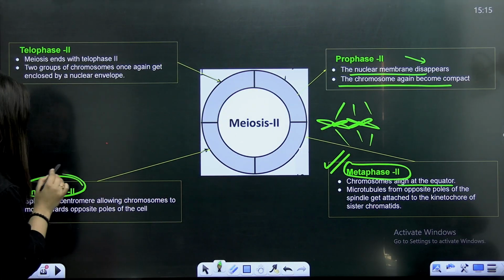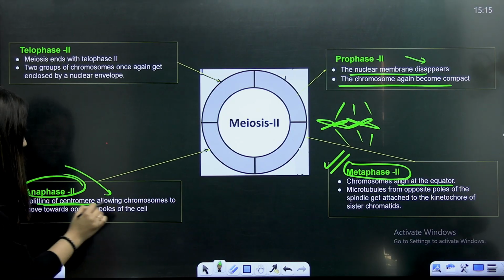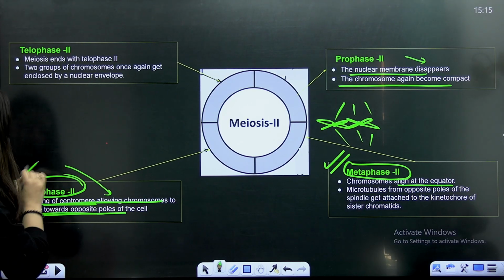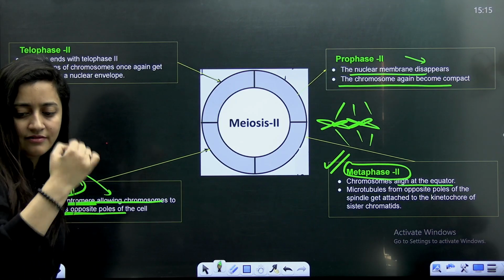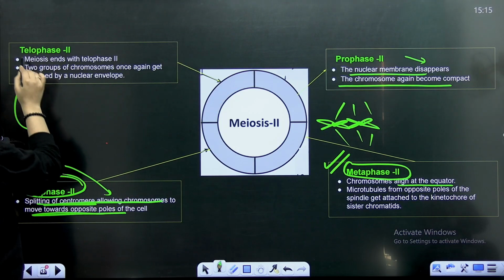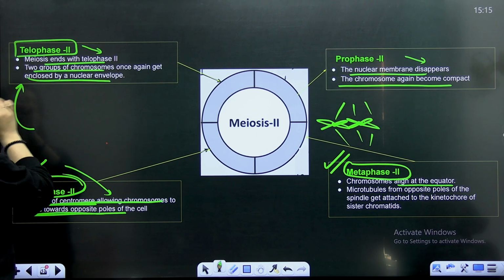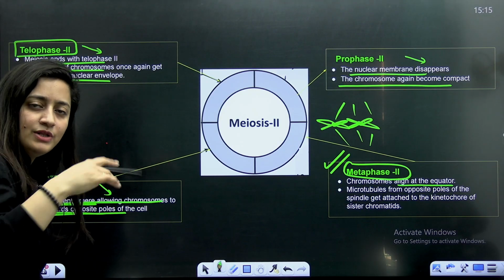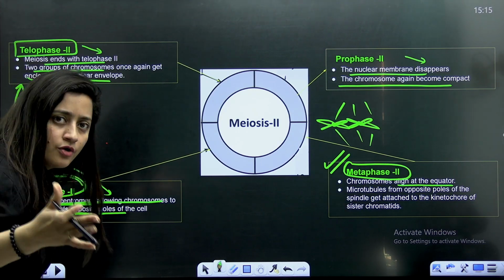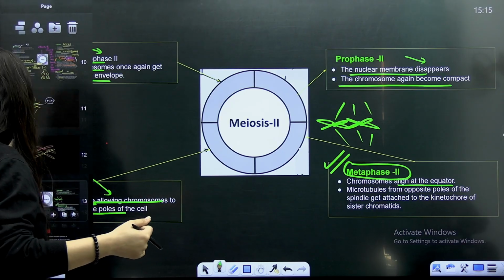In anaphase 2, just like mitosis, there is splitting of the centromere and the chromatids will separate. They will move to the opposite poles. And then there is telophase 2, where the chromosomes once again lose their identity. The nuclear envelope will form, and after that we will get the daughter cells.